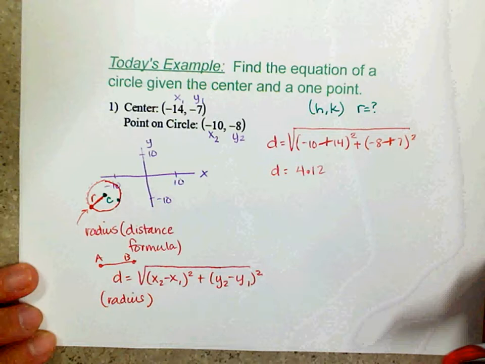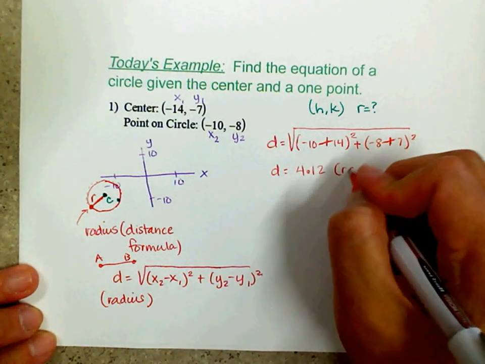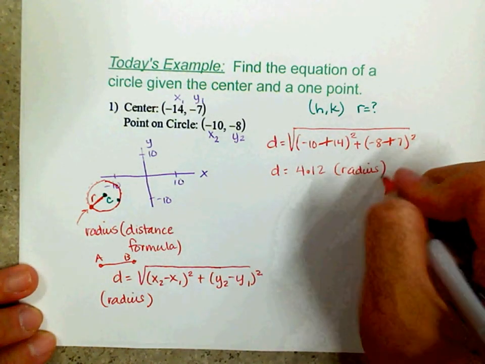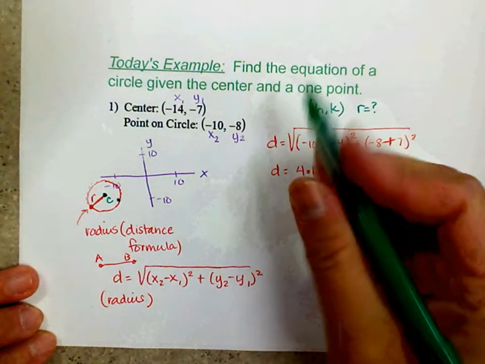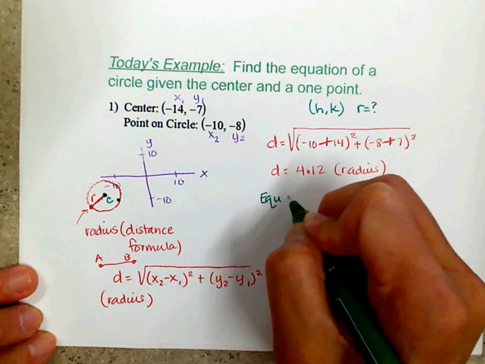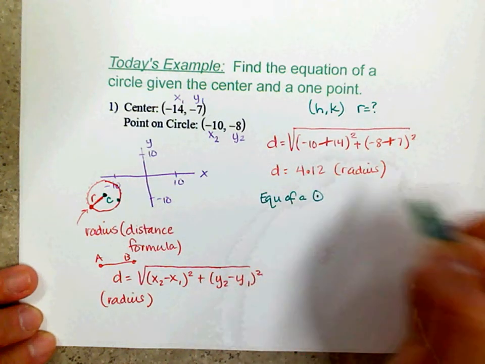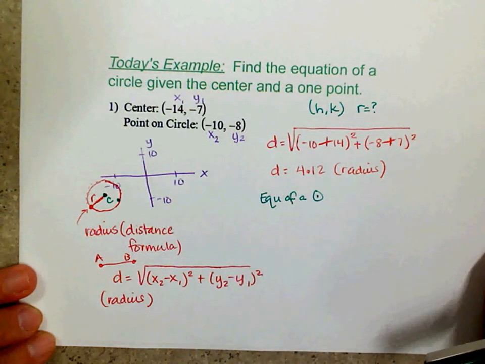This is now your radius. You can use this to find your equation of a circle. A symbol for a circle is a circle with a dot. All right, so how would you write this?